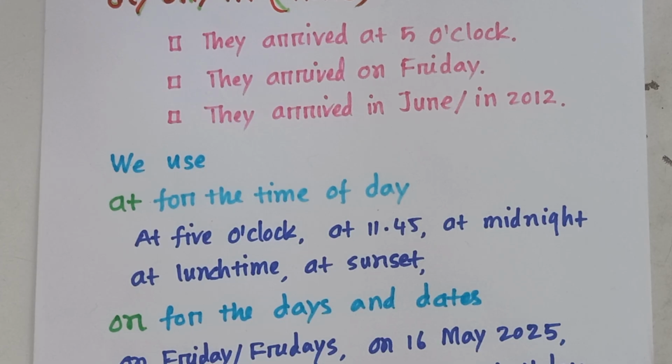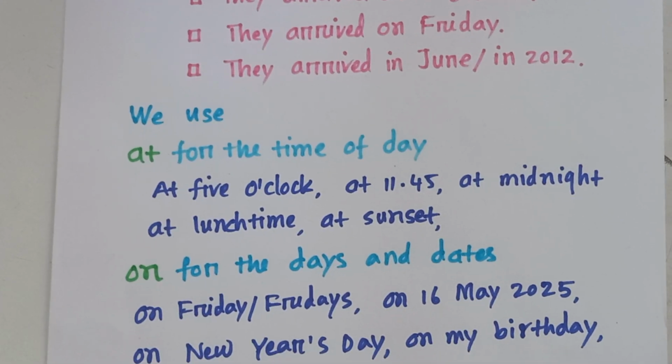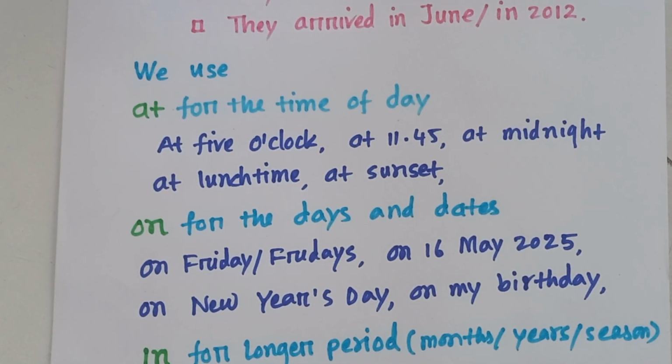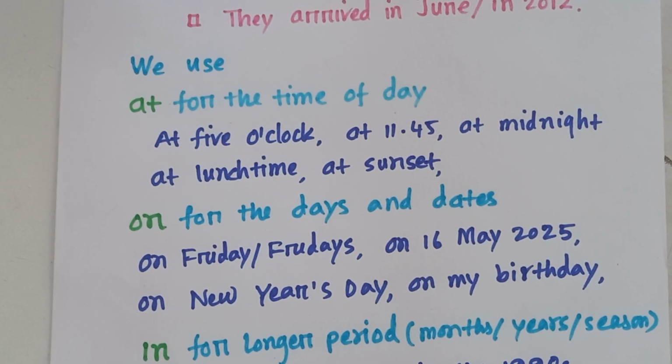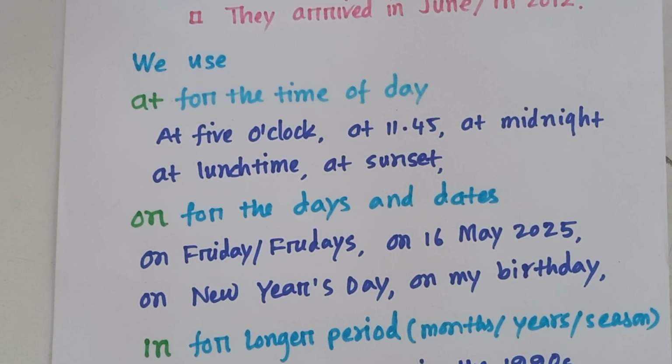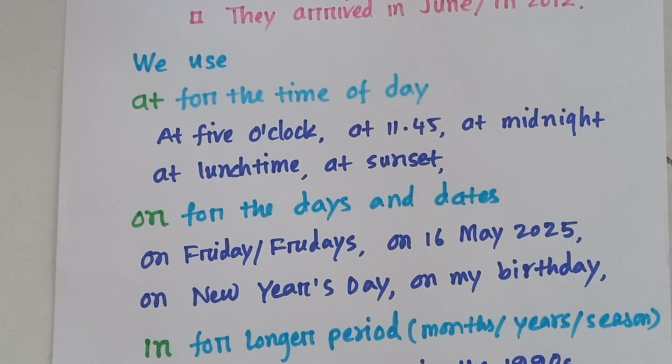We use on for the days and dates. For example, on Friday or on Fridays, on 16 May 2025, on New Year's Day, on my birthday. All of these are days and dates. When we say on Friday, it's one of the days of a week. It can be Sunday, Monday, Tuesday, or any other day of the week. On 16 May 2025, it's the specific date of the month of May.